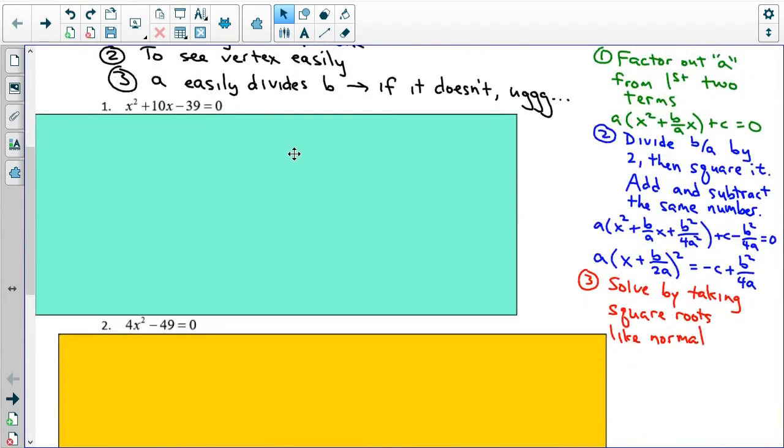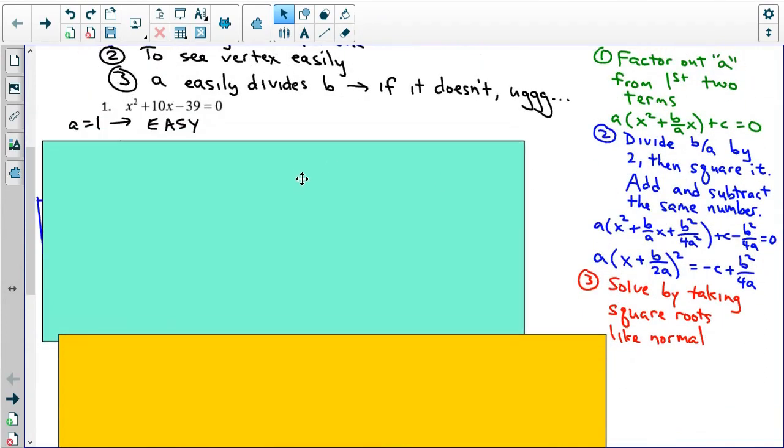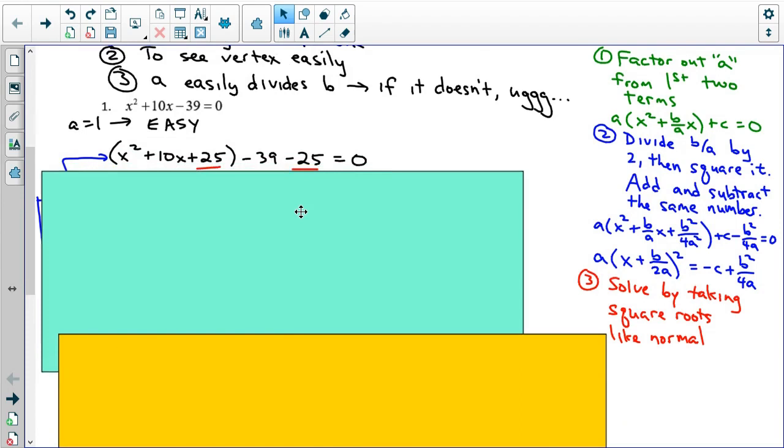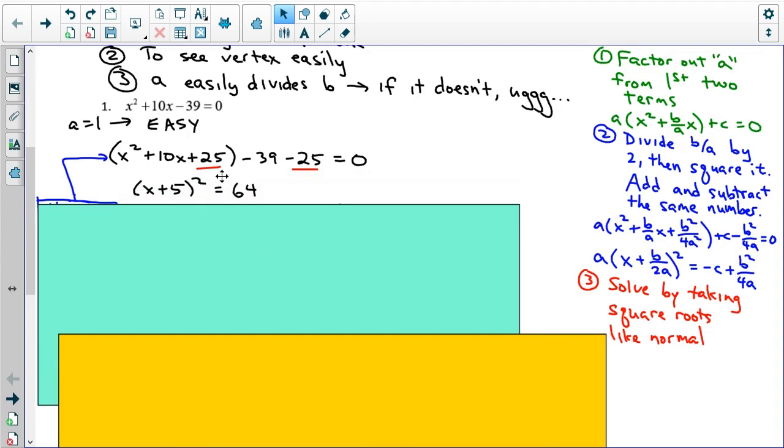So if we take a look at number 1, notice that a equals 1. So this is a pretty easy thing. We don't even have to factor out a from the first two terms. So we divide 10 by 2, which is 5, and then square it, which is 25. We can add 25 and subtract 25 from both sides of the equation.